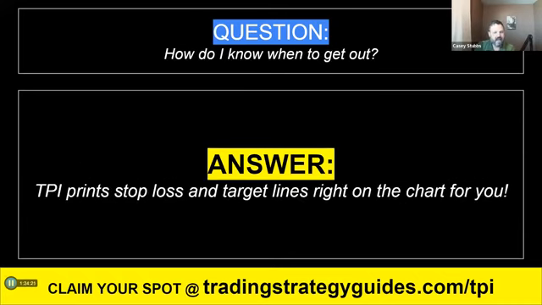Okay, question. How do I know when to get out? TPI prints stop loss and target lines right on the chart for you. So how do I know when to get in and when to get out? It has target and take profit lines right on the chart for you.